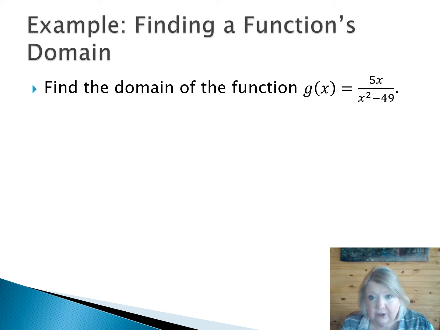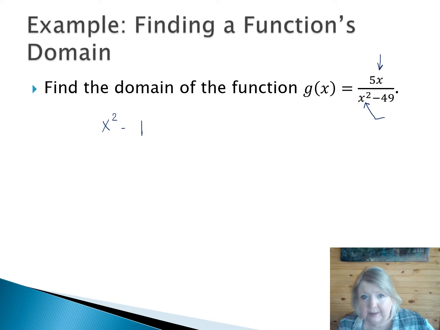However, if we look at function g here, I don't have any issue with the numerator. I don't have a problem with the numerator being 0 because 0 divided by anything is just 0. But I have an issue with the denominator because it looks like there may be a possibility of me dividing by 0. Now, how do I know what that would be? I take my denominator and I set it equal to 0 to find out when that's going to happen.